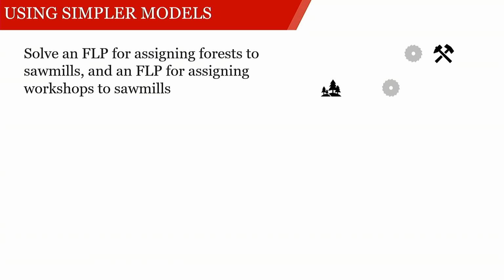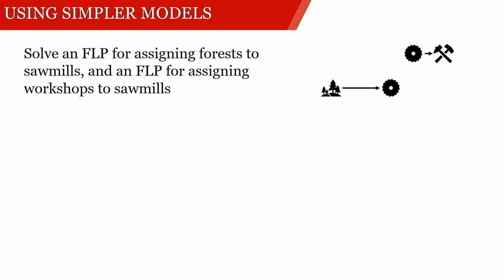The first model that we can look into is we're solving a facility location problem for assigning forests to the sawmills and a facility location problem for assigning the workshops to the sawmills. And what can happen then, if we're solving this for this example here on the right, is that we actually assign them to different ones, which first means that we actually somehow have to connect them. So we somehow have to correct the solution. But of course, also we have a little bit extensive costs.